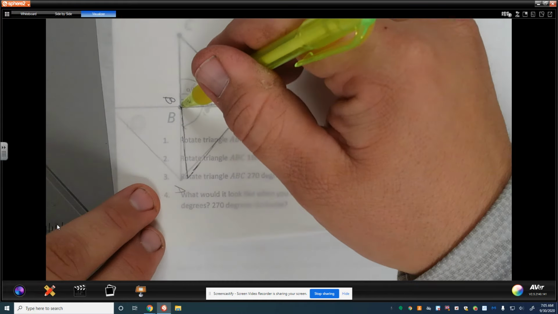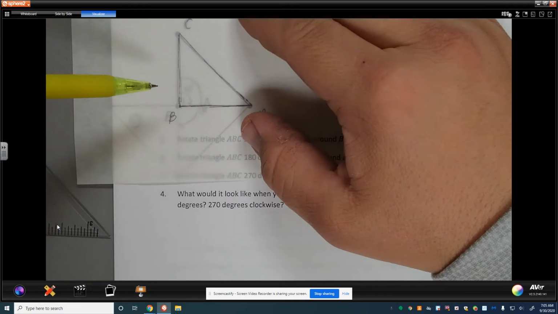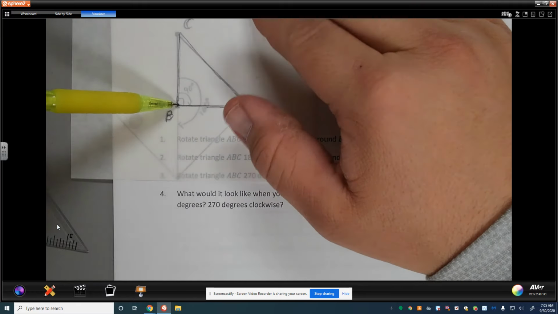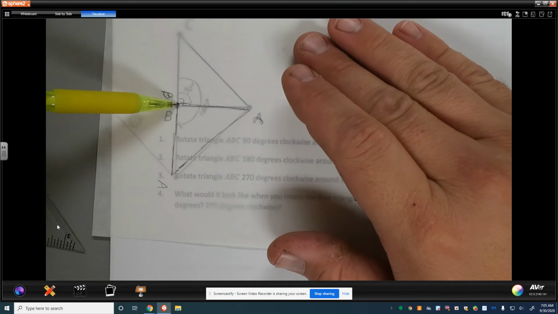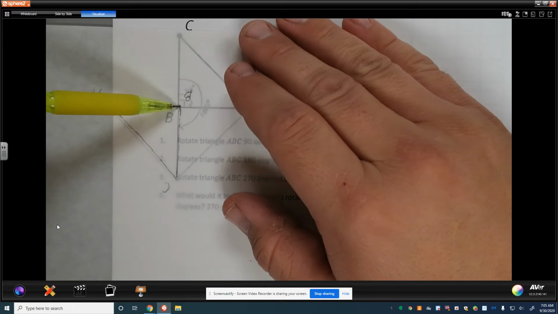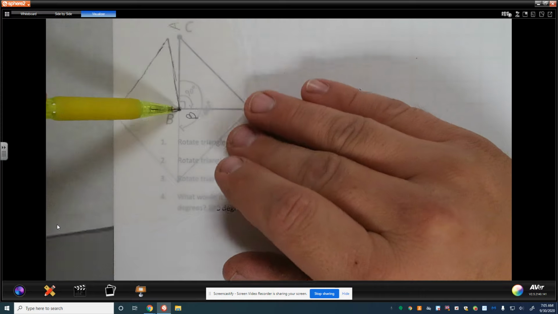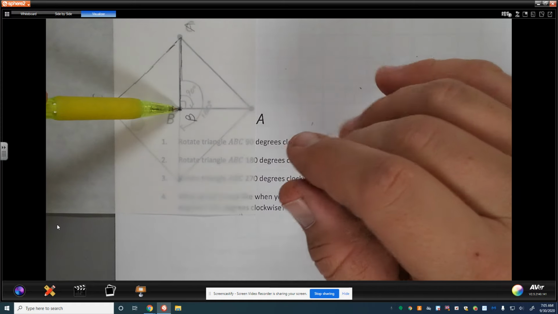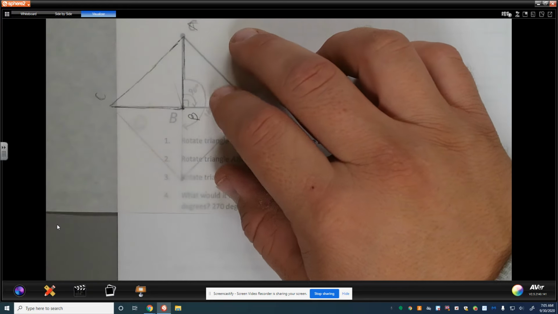90 degrees for our first one. Apologize, my hand's in the way. Let's see if I can do this the other way. 90 degrees here. 180 degrees, so another 90. And then one more 90-degree angle to make 270 degrees. And what we see is we end up with a nice square that's going to be completing this figure.